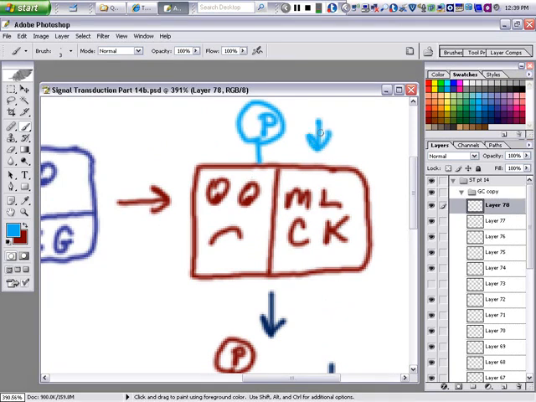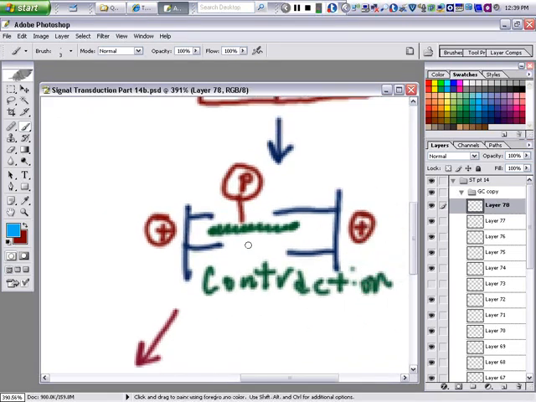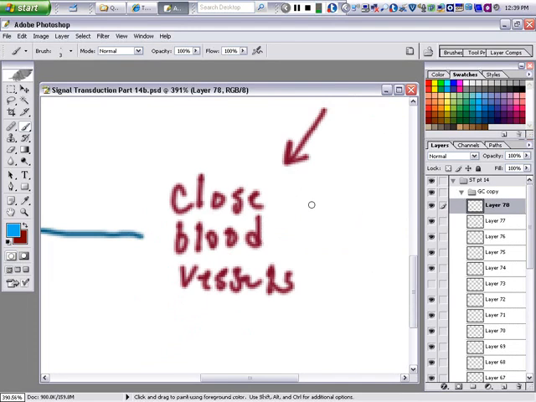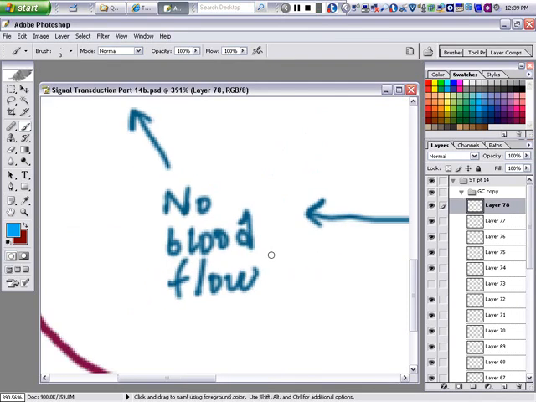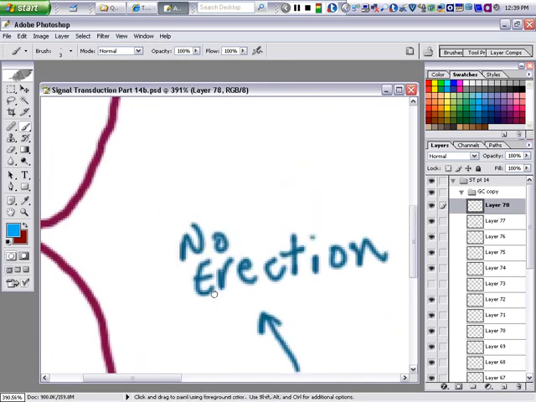It turns this off. And so if myosin light chain kinase is off, do you get phosphorylation of these contractile proteins? No, you get no phosphorylation of these proteins. So these contractile proteins don't contract. And if these proteins don't contract, do we close the blood vessels? No, we don't close the blood vessels. And if we don't close the blood vessels, do we have reduced blood flow? No, we don't have any reduced blood flow, because the blood can flow easily now. And do we have erection now? Yes, we do have erection.